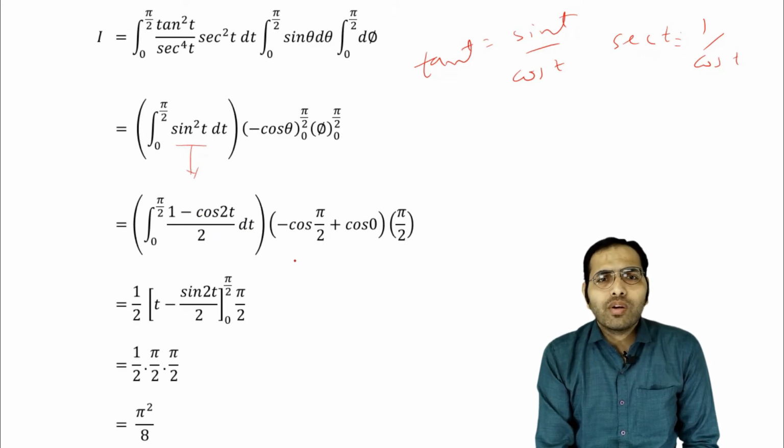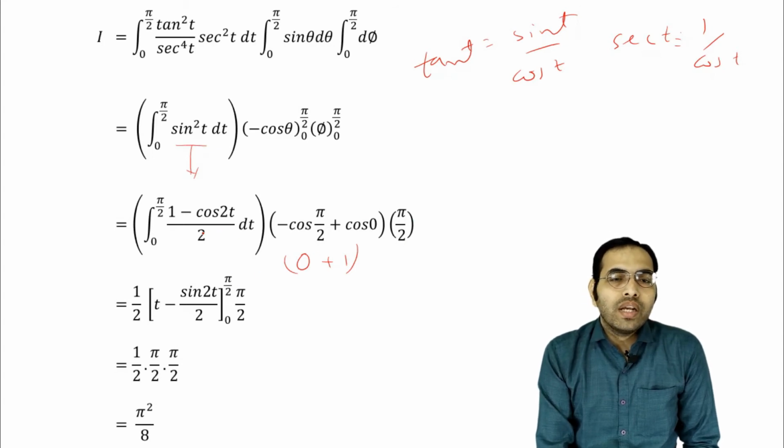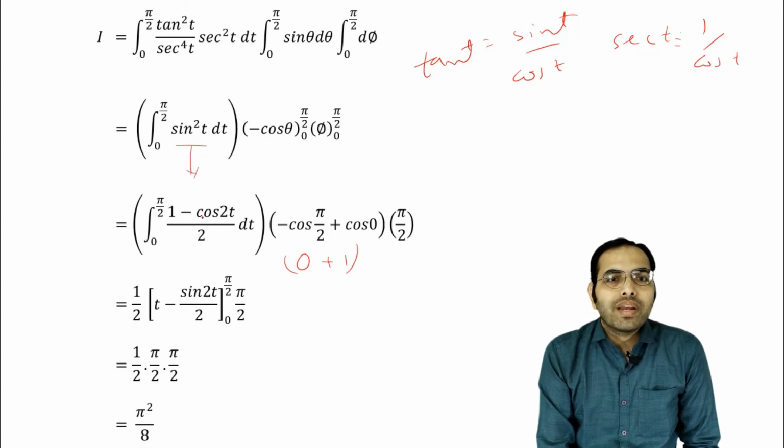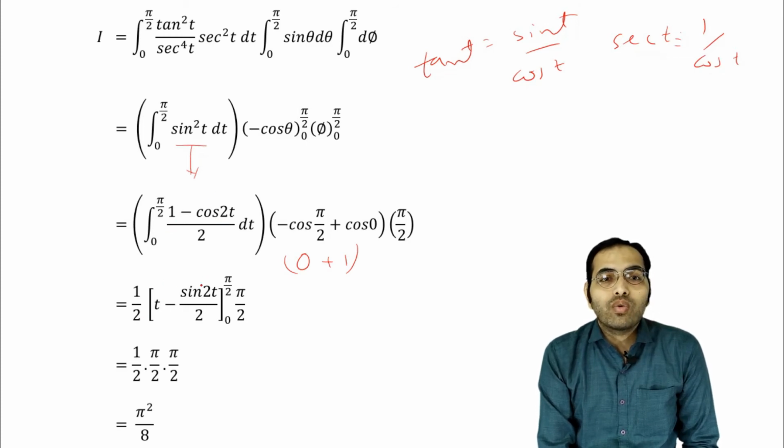You all are aware about the values of cos pi by 2, that is 0, and cos 0, that is 1. Then 0 plus 1 into 1 into pi by 2, that is pi by 2. Now integrating the first term, 1 half which is constant comes out, integral of 1 is t, minus integral of cos 2t, that is sin 2t by 2.